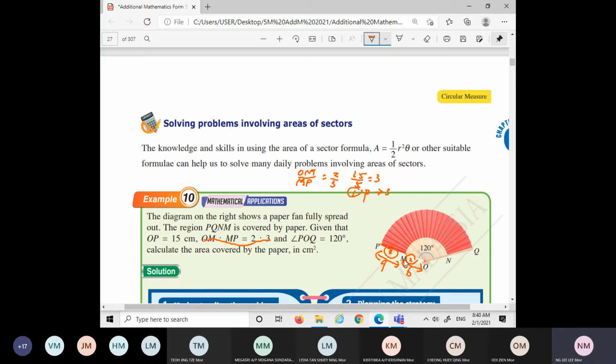Angle POQ, given in the diagram, is 120 degrees. Calculate the area covered by the paper in centimeter square. Area covered by paper.